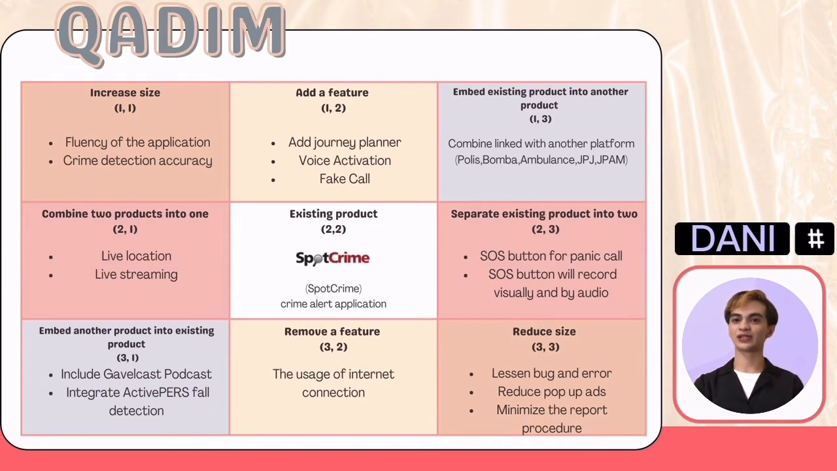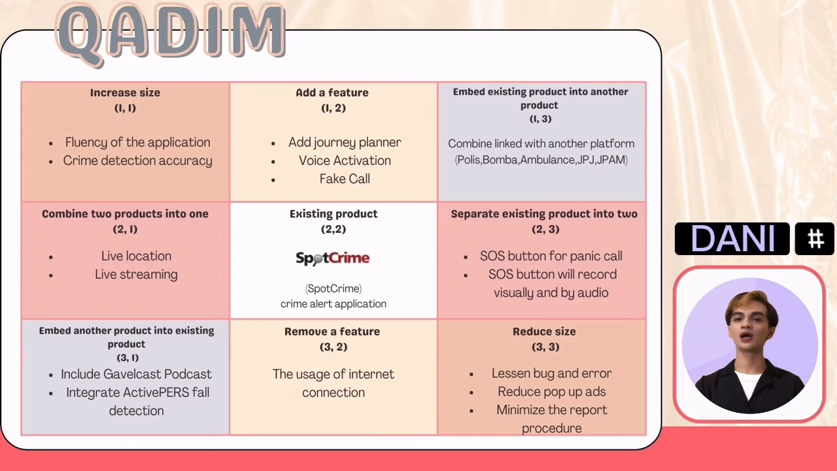Number 3.1, add another product into an existing product. We decided to add two products into our existing product. Number 1, we will include Gavelcast, which is a podcast regarding law and legal issues in Malaysia, to teach and raise awareness among users about legality in Malaysia. Number 2, it is to integrate a software called Active Burst to automatically detect falling motion.